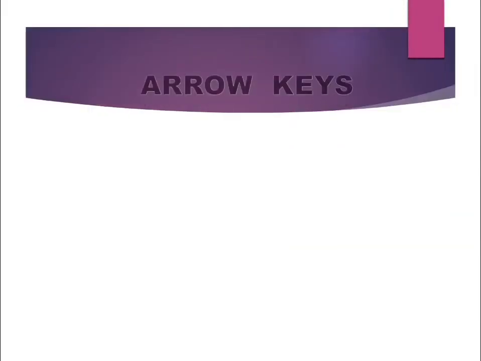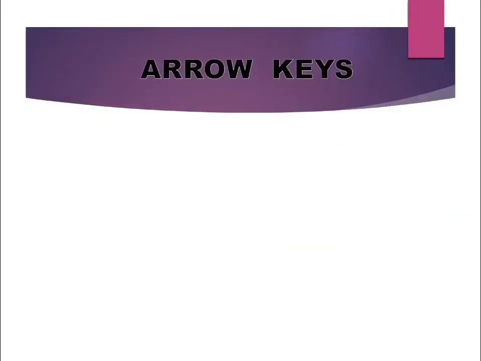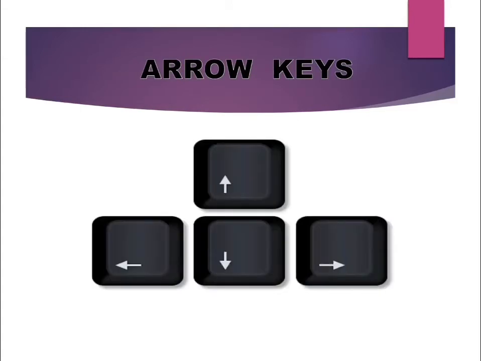The next are the arrow keys. These keys are 4 in number, namely up, down, left and right. These 4 keys help us to navigate on the screen. When I am typing in any document and I wish to move my cursor up, down, left or right, these keys are very useful for doing so.